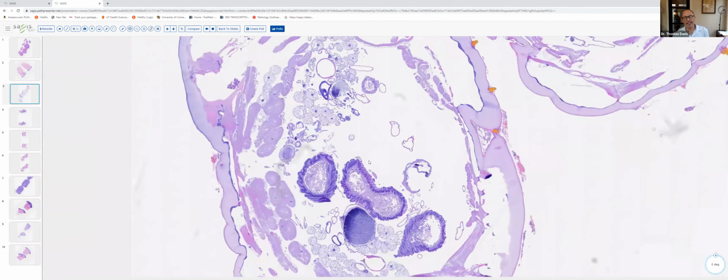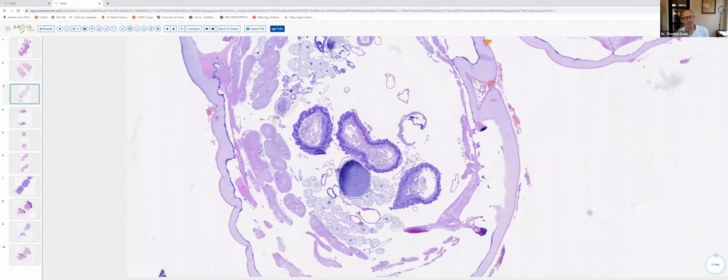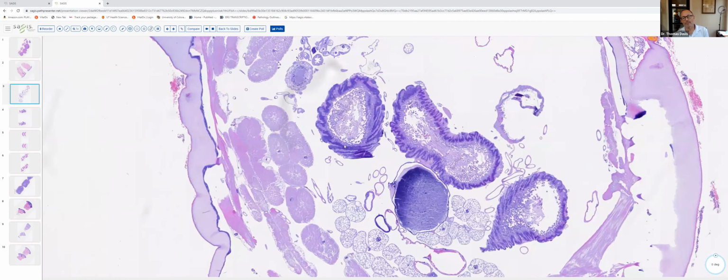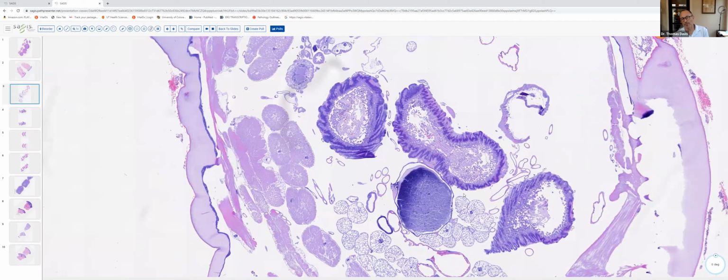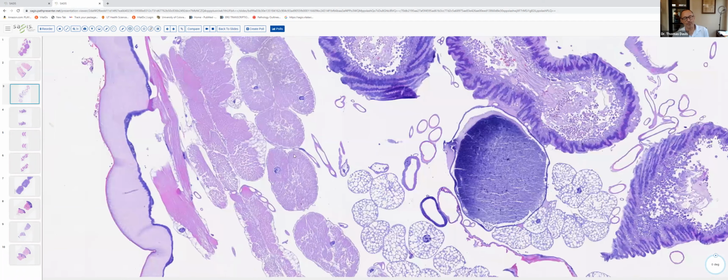If we look at the internal structure of this organism, one can see that there's integument here, there's digestive tract, and there's also skeletal muscle.